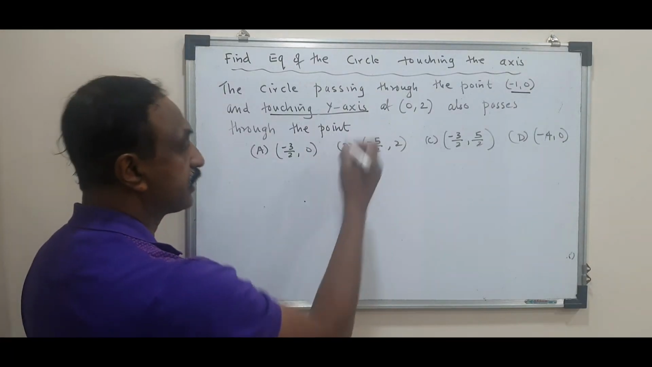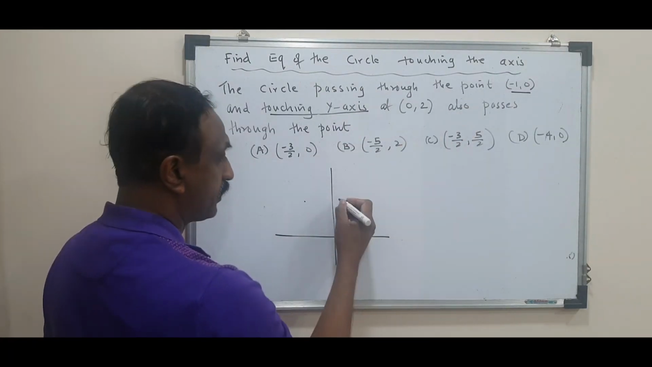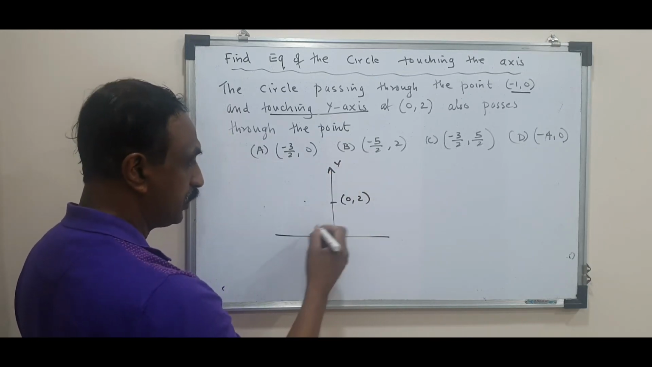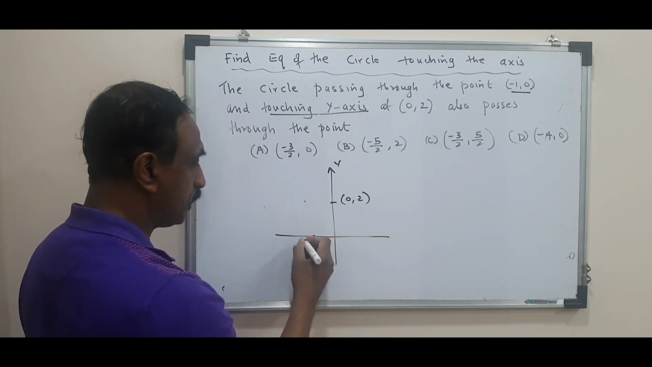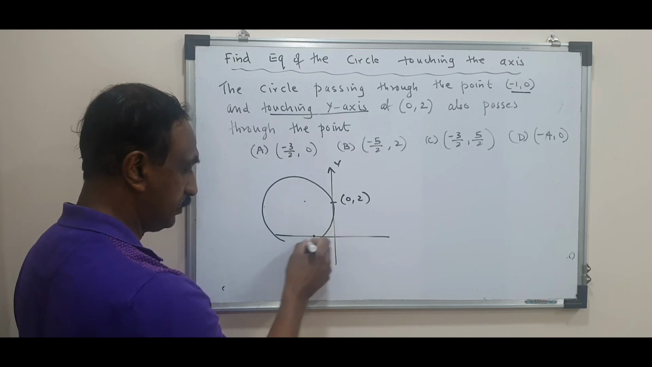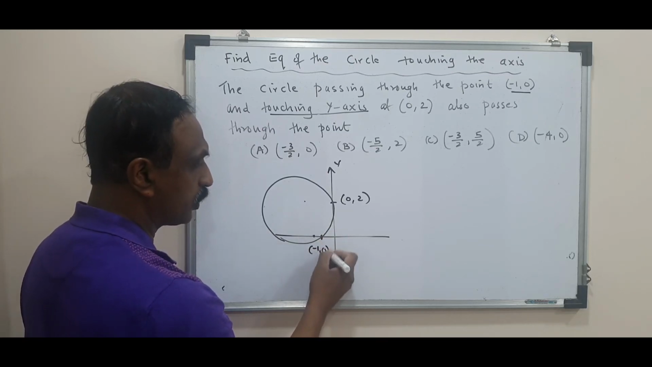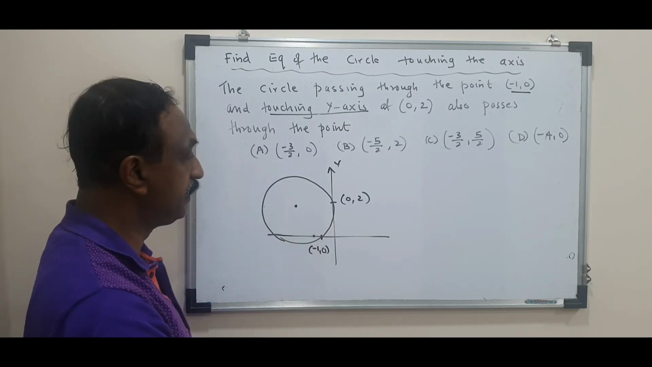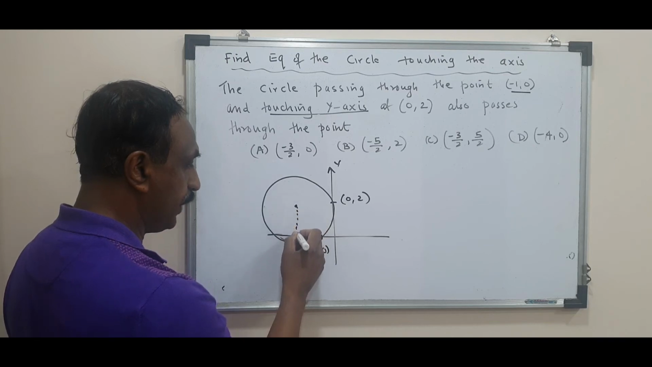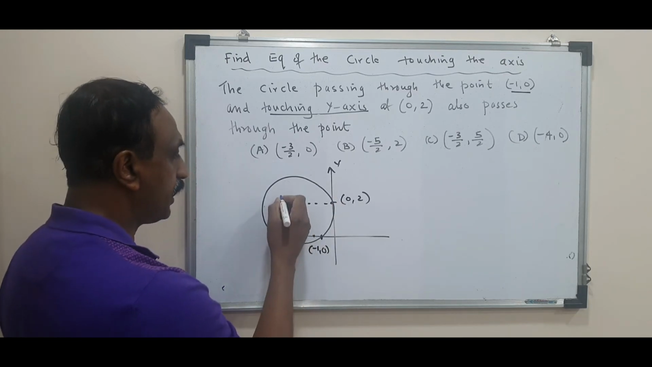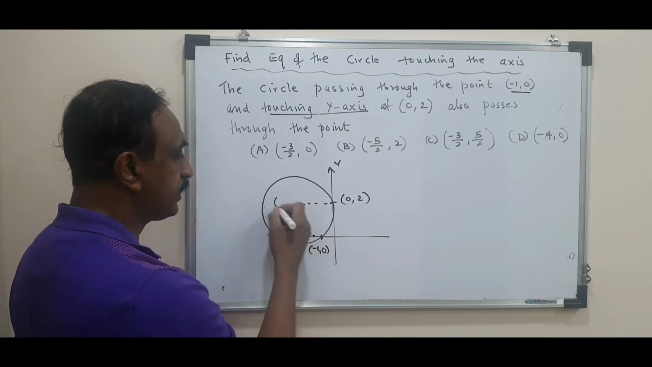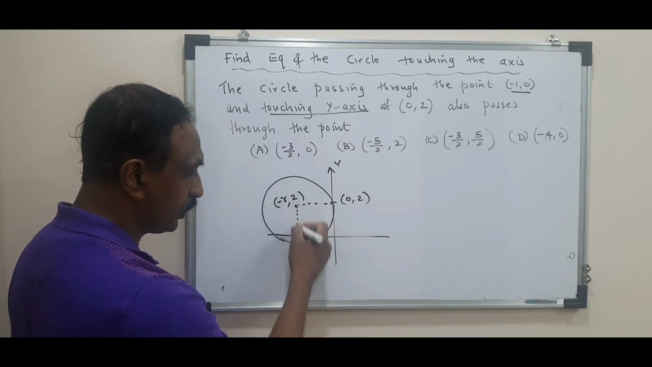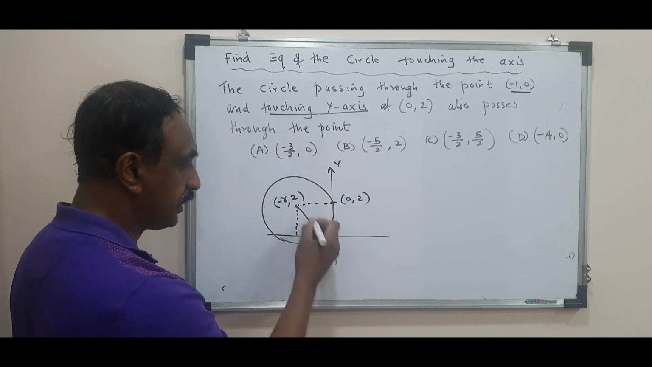Okay, first thing, the circle is touching the y-axis at 0, 2 and passes through the point -1, 0. So you can imagine the circle to be something like this. This is the point -1, 0 and it touches the y-axis. So the x coordinate of the center should be the radius, but towards the negative direction, so -r, and the y coordinate will be 2 because the height is 2. So we know the radius is r.